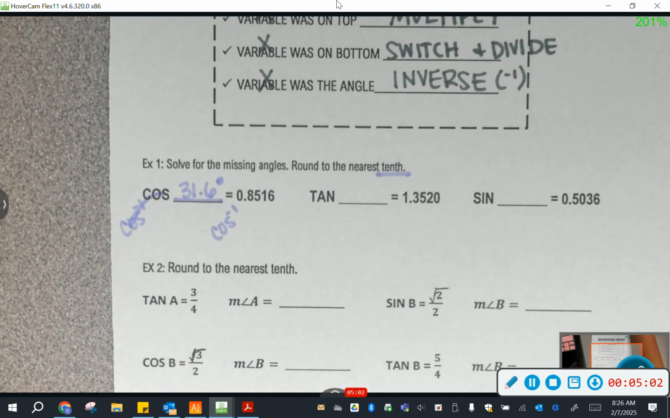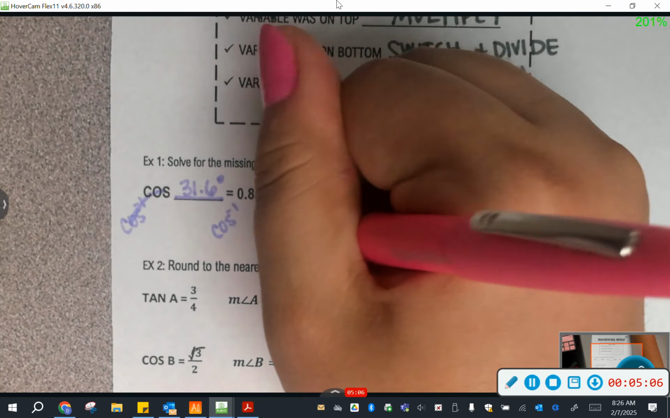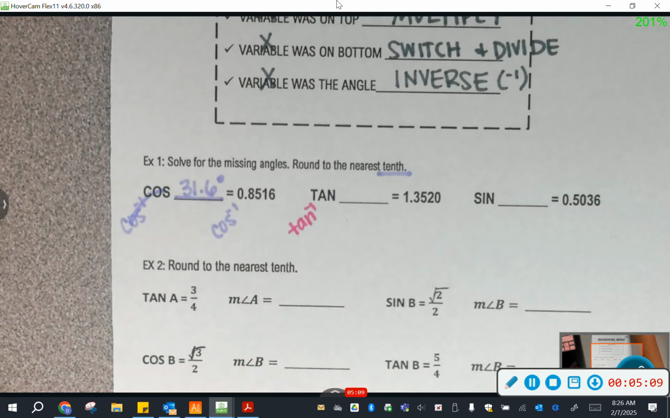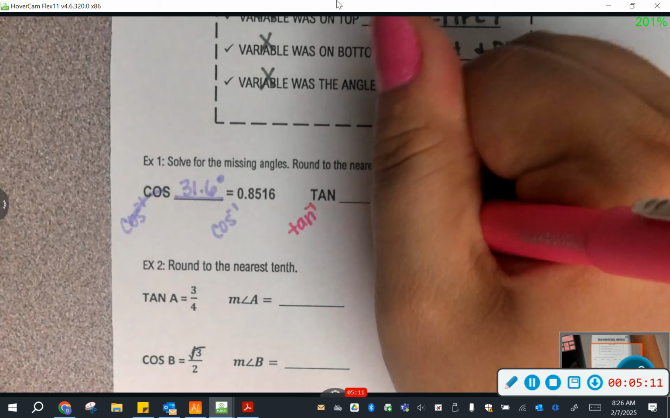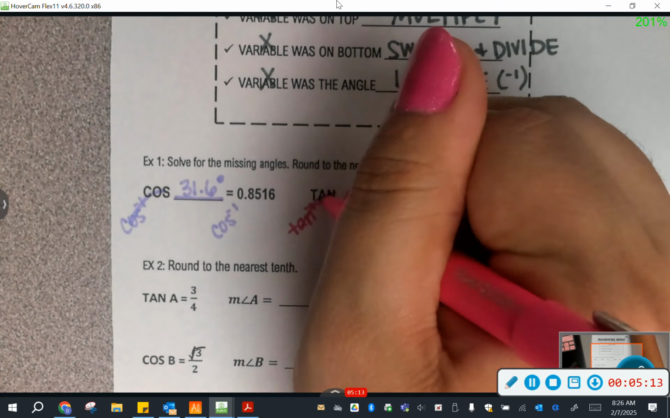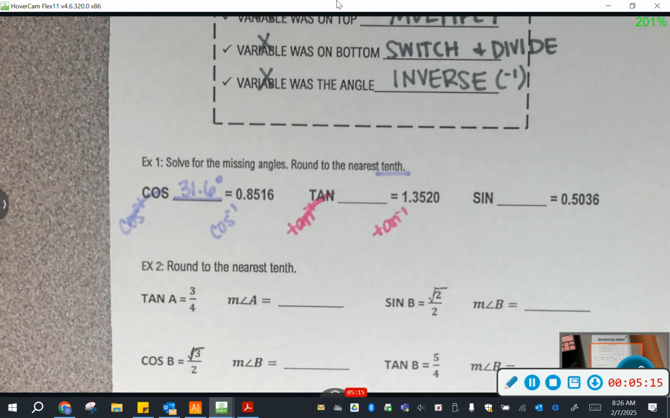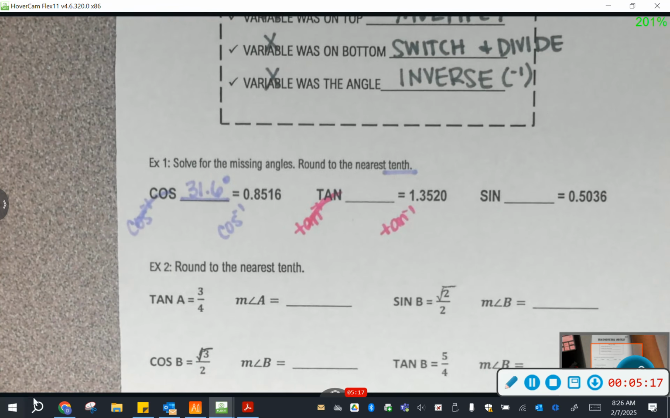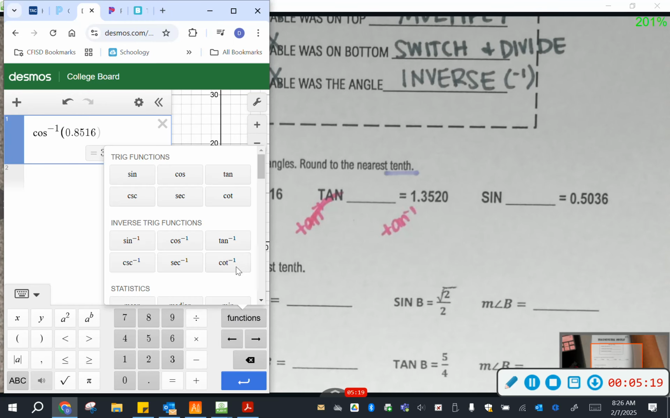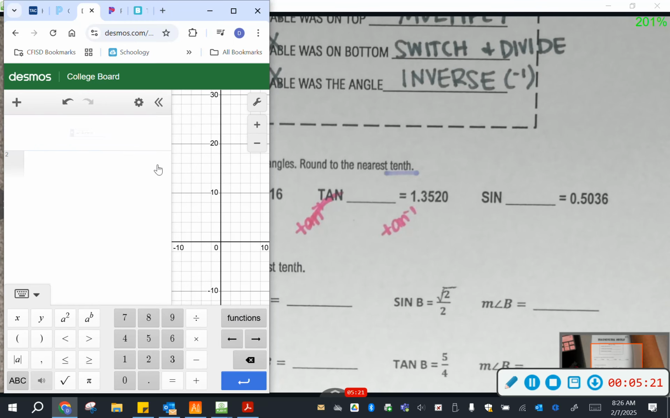What am I going to do here? How do I get rid of this tangent? Tan inverse. And what we do to one side, do to the other. And those tangent and tan inverse cancel. And I just type this in the calculator. Functions, tan inverse.